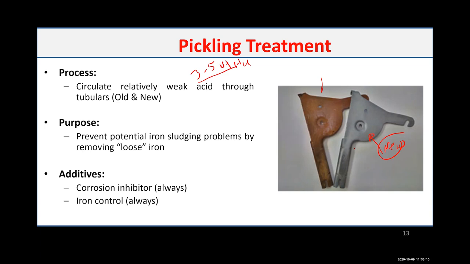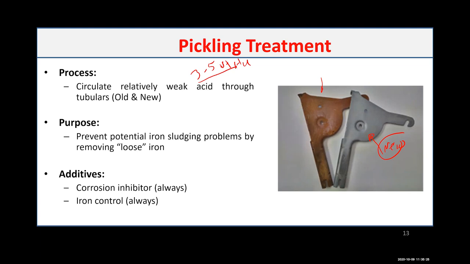And all this rust will come out and will not go inside the formation. So simply you circulate the acid inside the wellbore. If you have this treatment called pickling treatment, usually the acid concentration is between 3 to 5 weight percent.